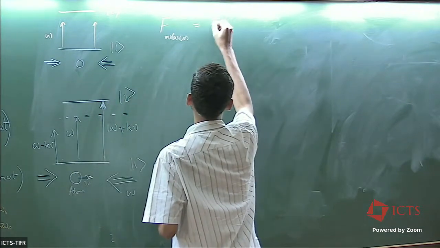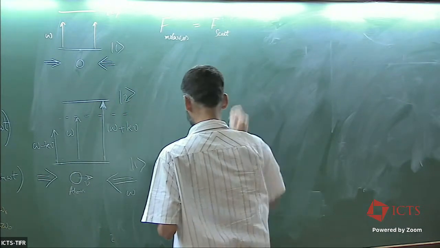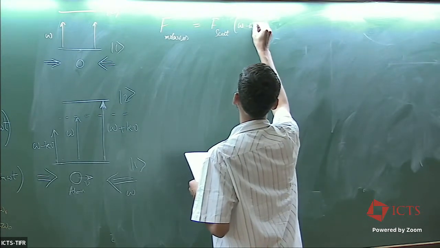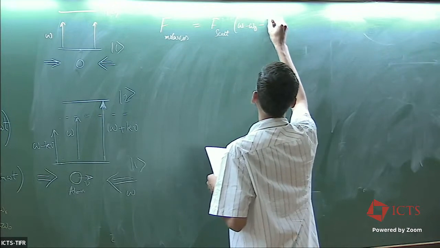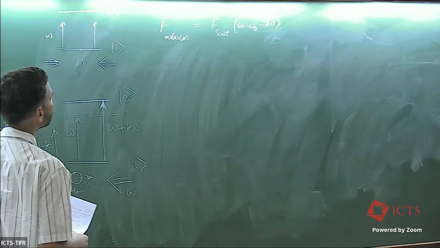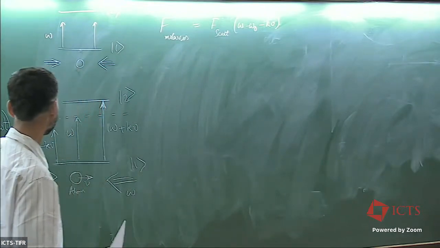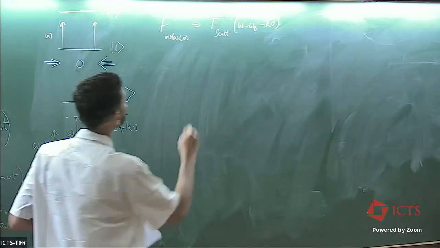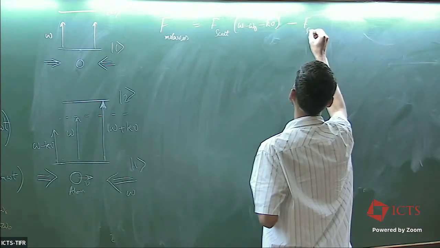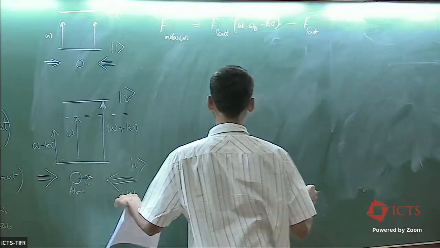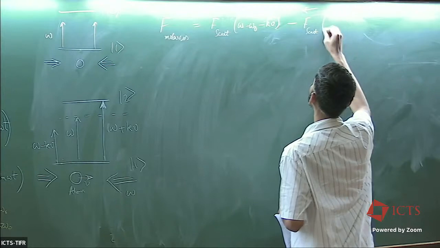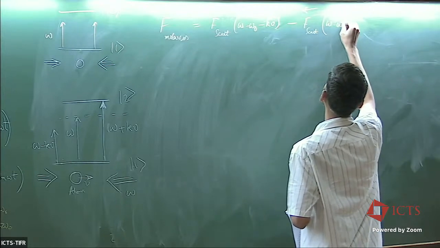So this will be the scattering force due to omega minus omega zero minus kV. Right. So this is for this one. So this is the force in this direction. Right, omega minus omega zero minus kV, and minus the scattering force from the other laser, which is in this direction. Right, so that's why there is a negative sign there, and this is omega minus omega zero plus kV.